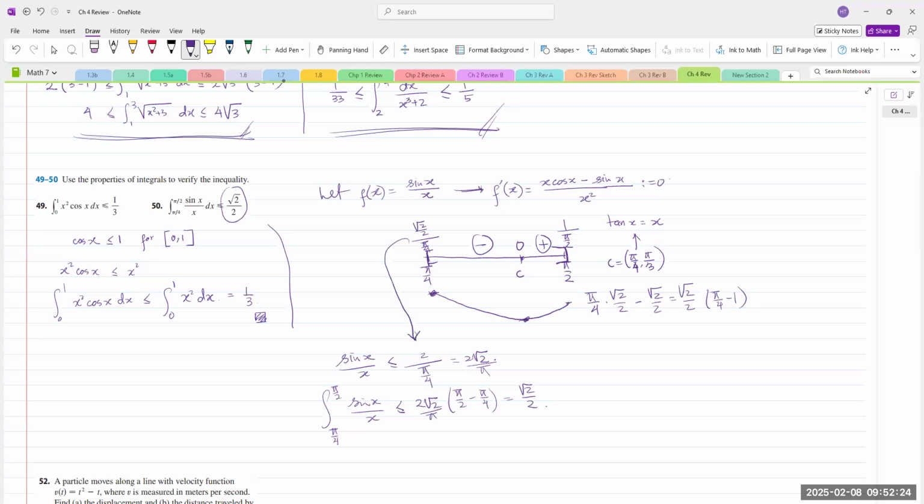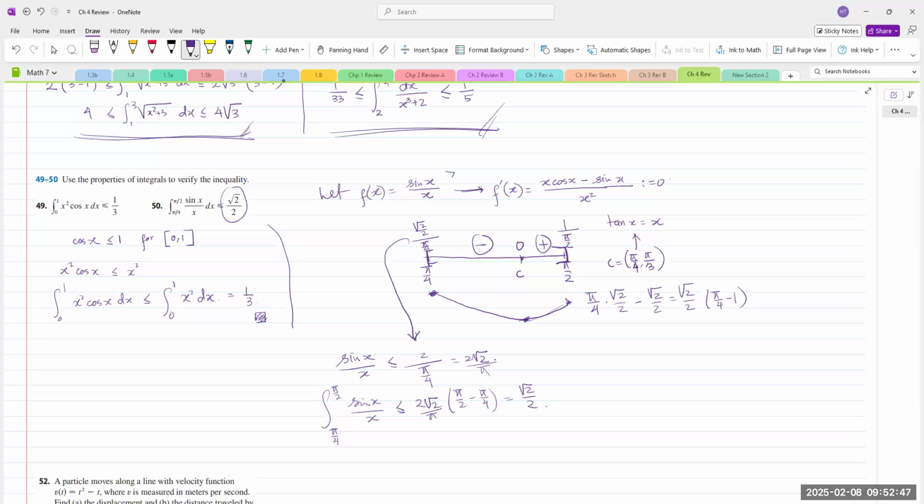Whew. You know, it's not strictly decreasing though. This function is not strictly decreasing between pi over 4 and pi over 2. That's the problem. It is increasing a bit, right? So I need to show that even after it increases, it does not increase more than the value at the left hand side.